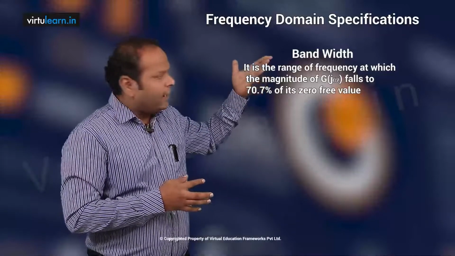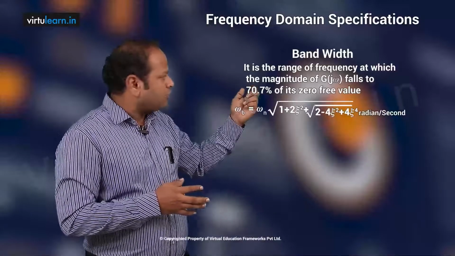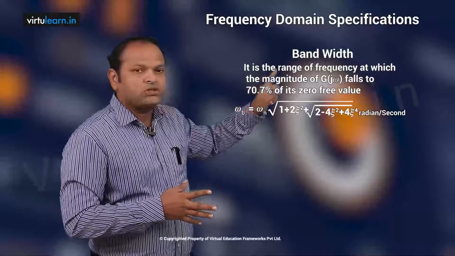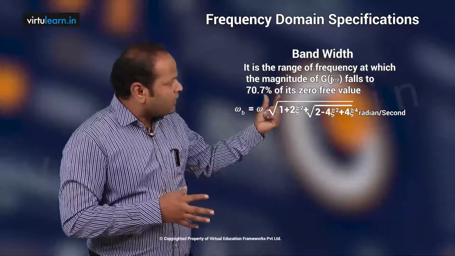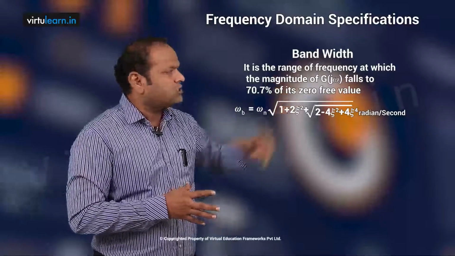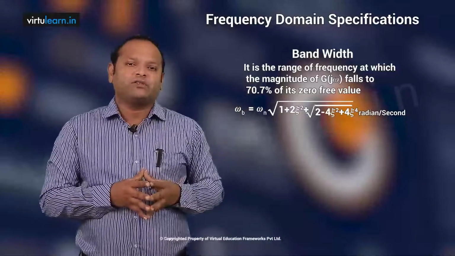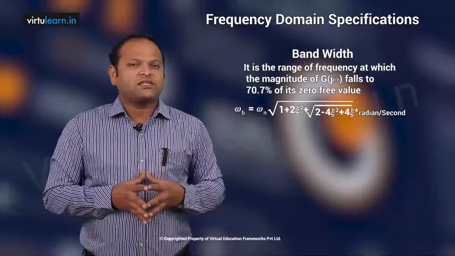We can work it out and very easily derive that omega b equals omega n into under root of 1 minus 2 zeta square plus under root of 2 minus 4 zeta square plus 4 zeta power 4, in radian per second. This is the bandwidth of the system. So why is the bandwidth needed? What is the significance of the bandwidth?